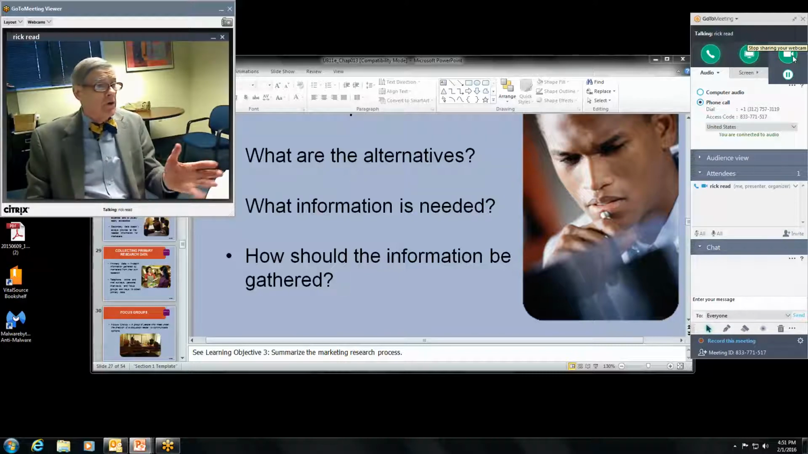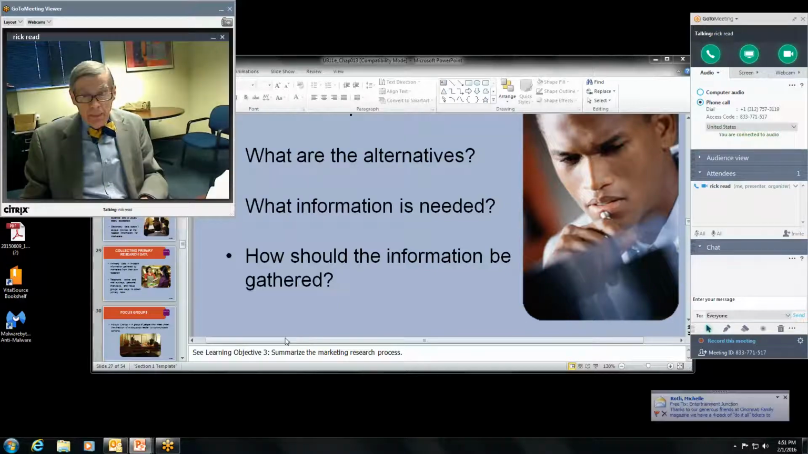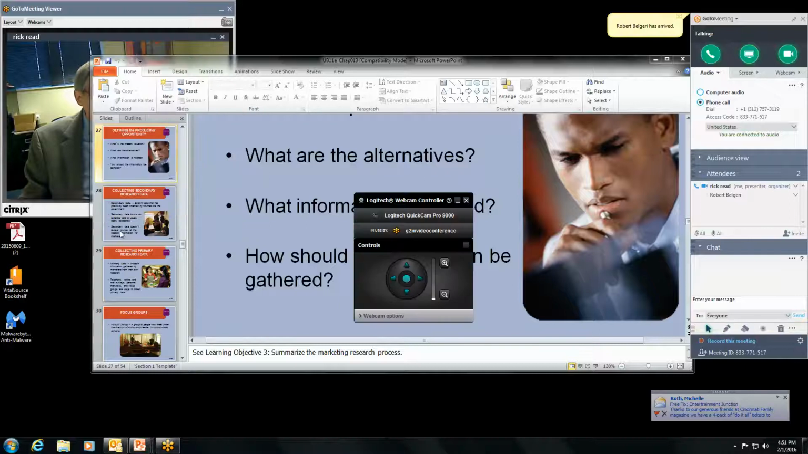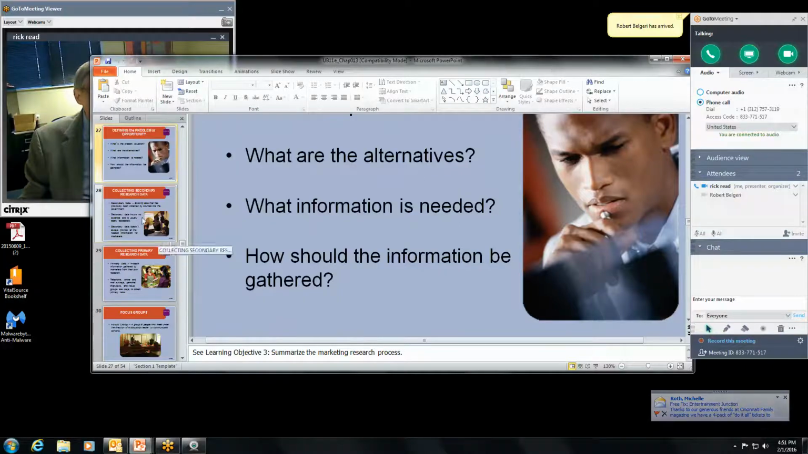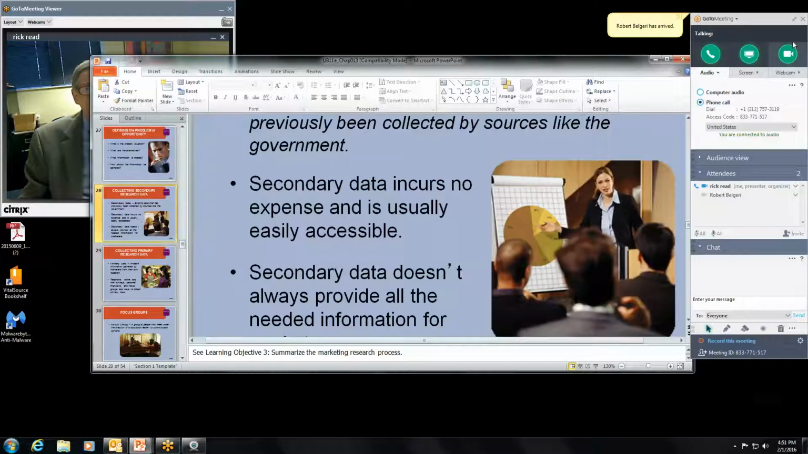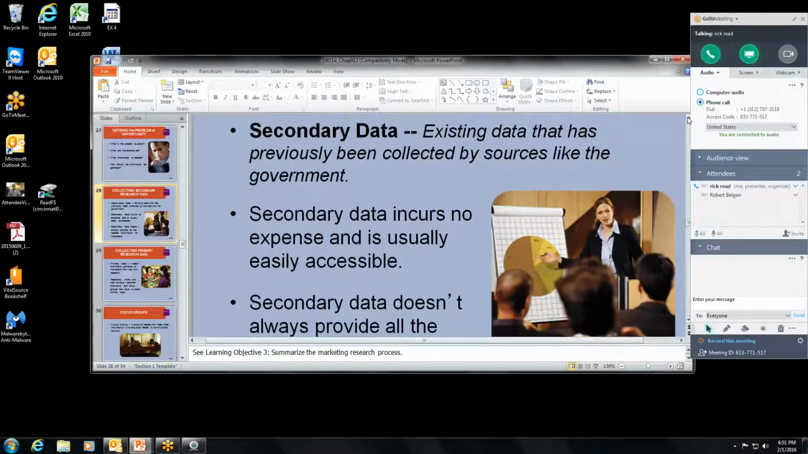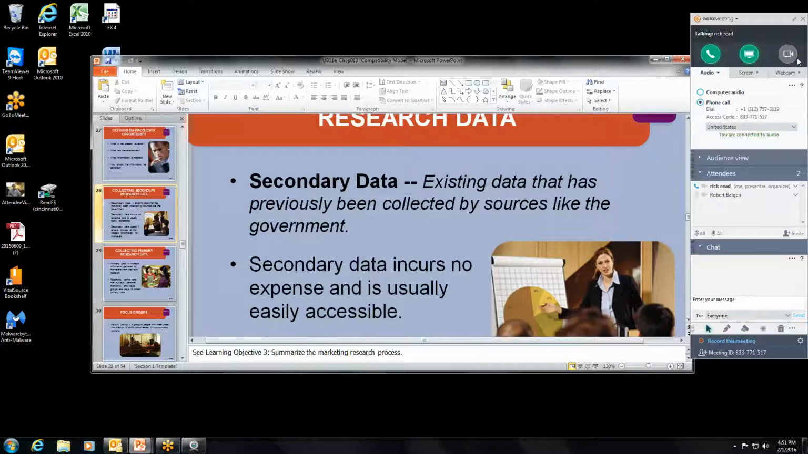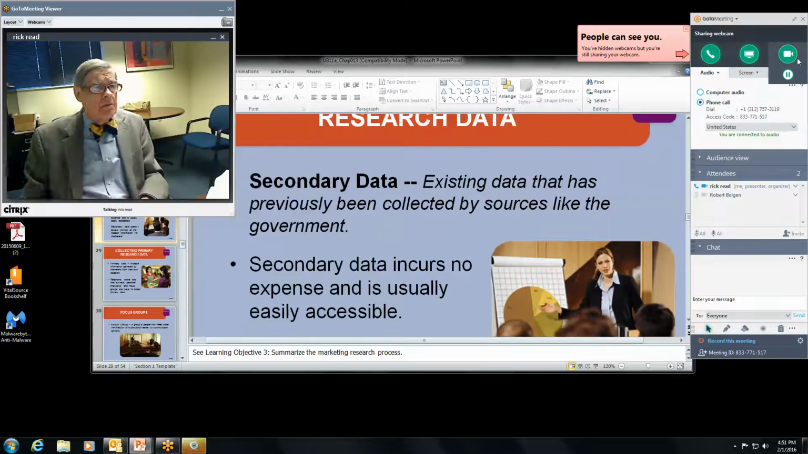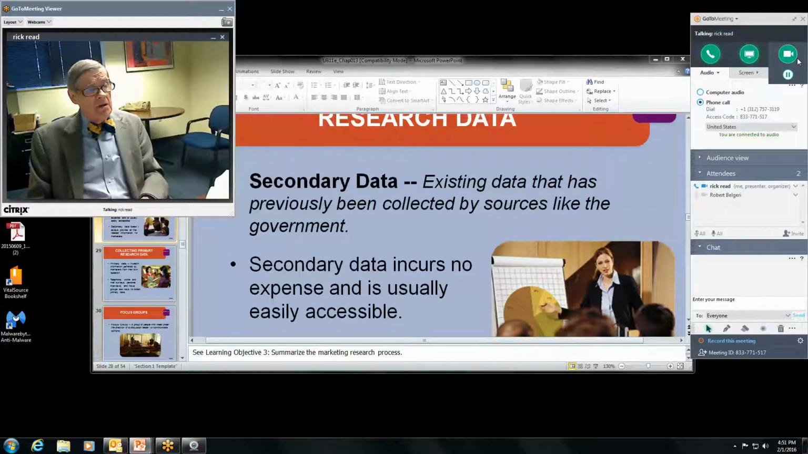So alternatives, what information do we need? How much more information should be gathered? And then what we're also going to do is we're going to break this down into primary and secondary data. We're going to talk about secondary data first, then we'll get to primary data.